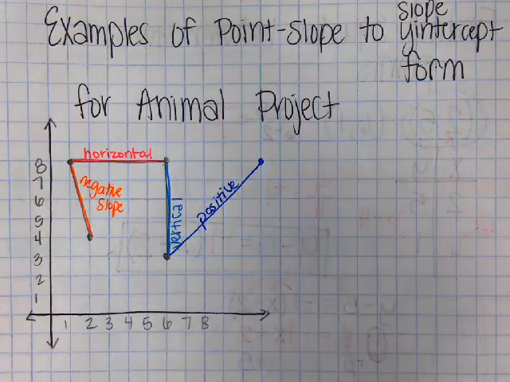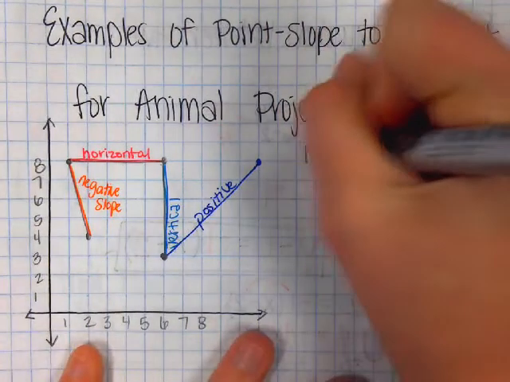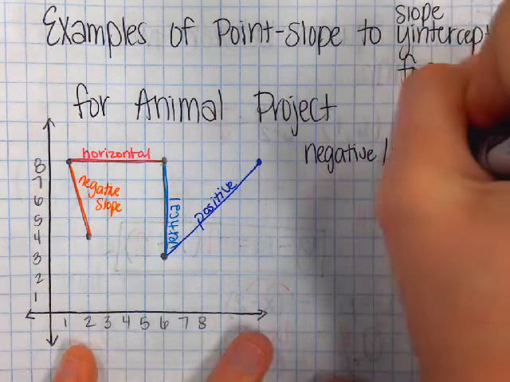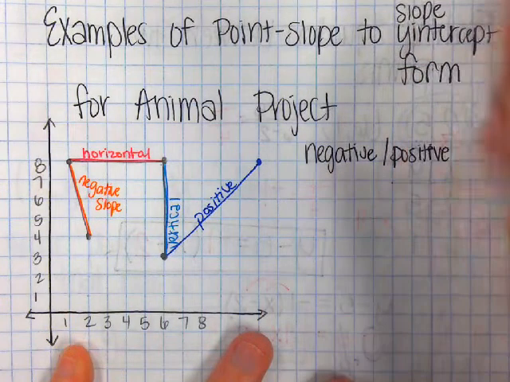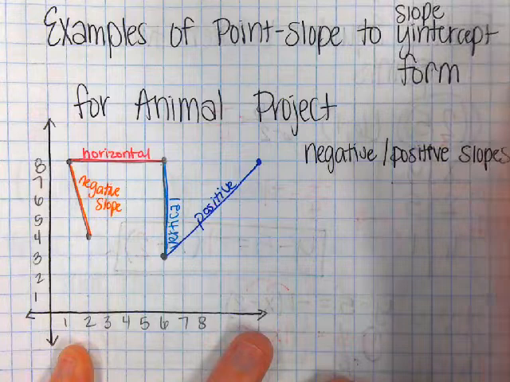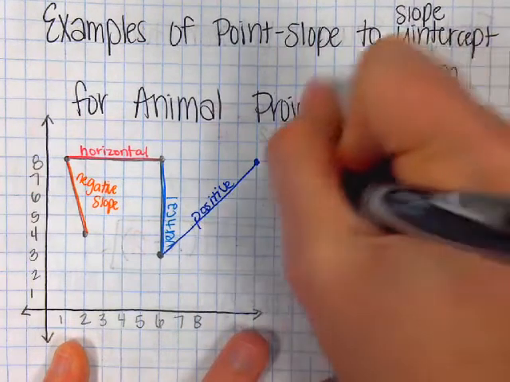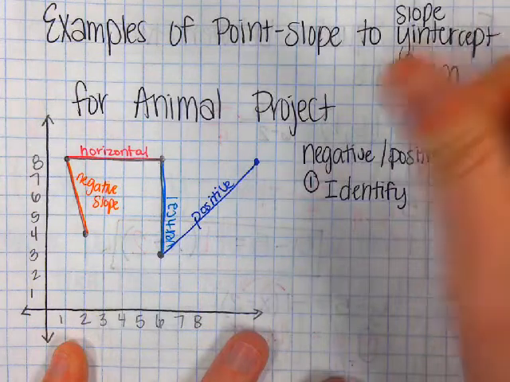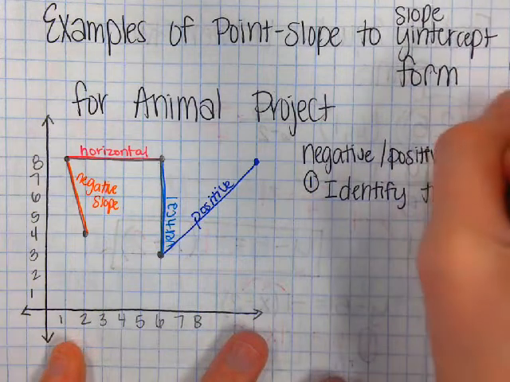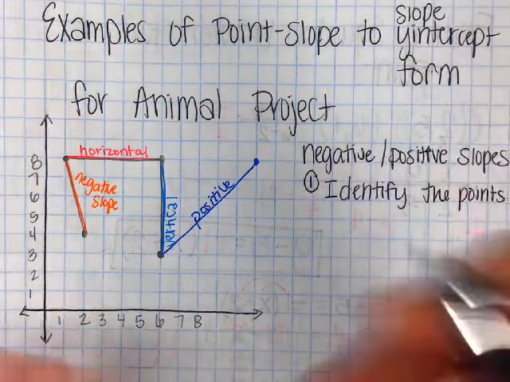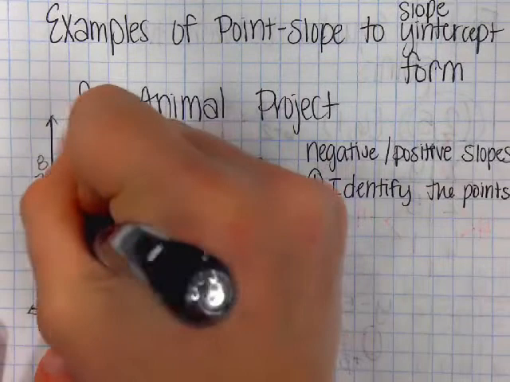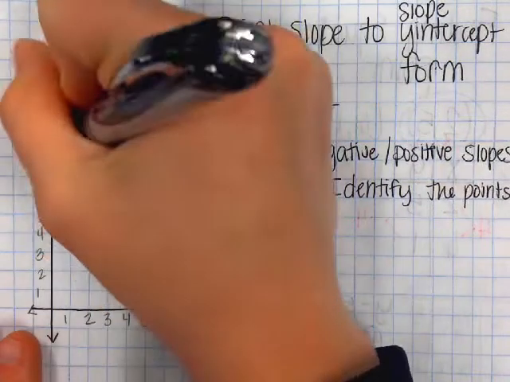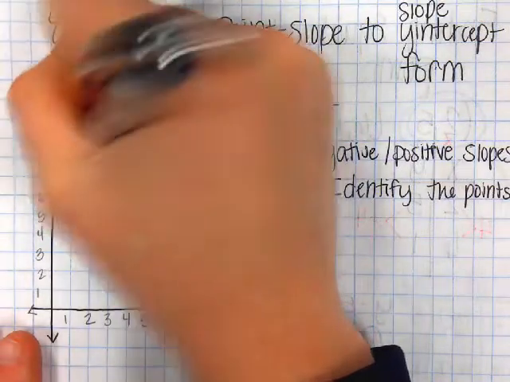So for writing equations for the negative and positive slopes, the first thing you want to do is identify the points. So this point right here is at 2, 4. This point is at 1, 8.